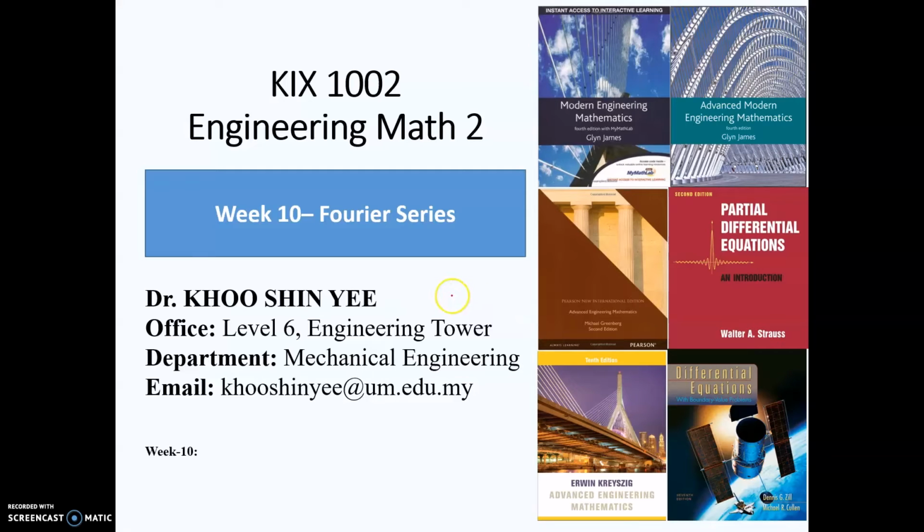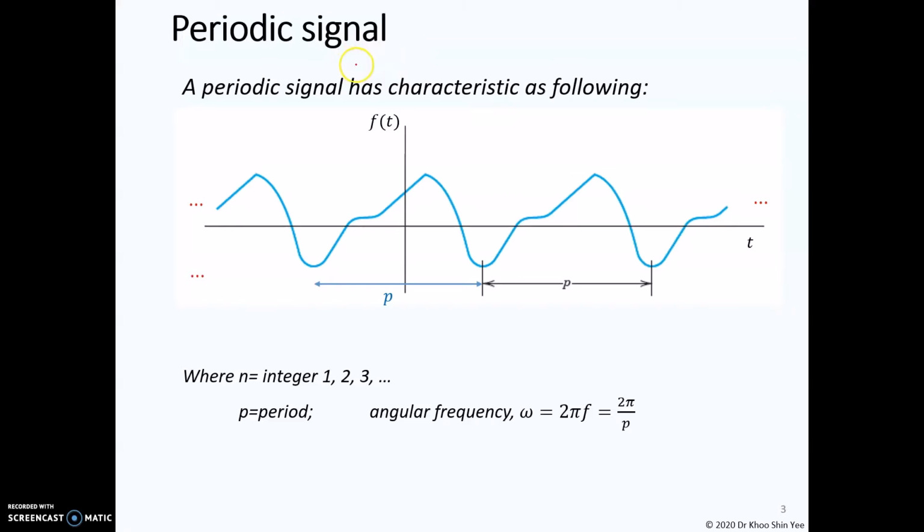In this video, we will discuss the Fourier series. Before we continue, you must understand what a periodic signal and a non-periodic signal are. A periodic signal has the following characteristics. This signal repeats itself after a certain period, and it keeps repeating itself over time from negative infinity to infinity.